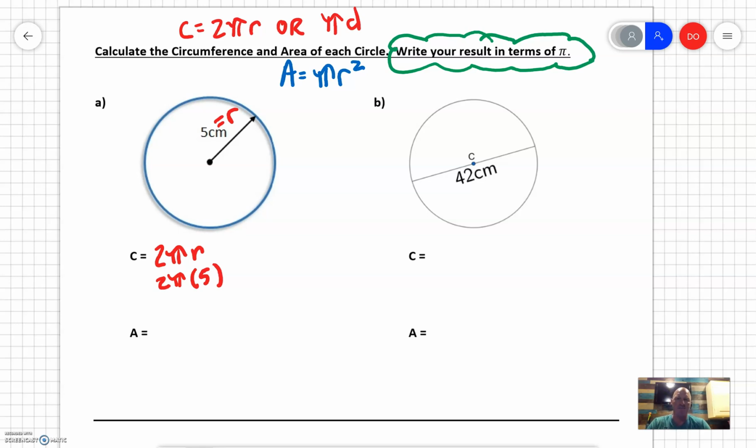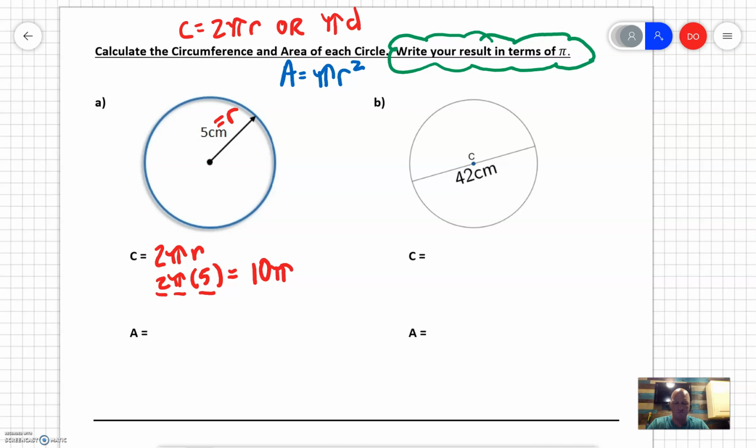And let's recall that multiplication is commutative. We can change the order as long as we're doing all multiplication. Right now it says 2 times pi times 5. So I'm going to first handle the multiplication that I can do mentally. 2 times 5 gives me a value of 10. So right now I'm going to write 10 pi.